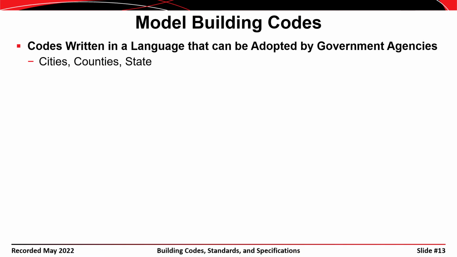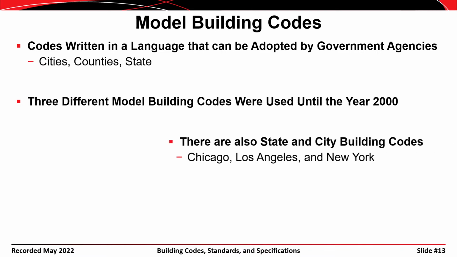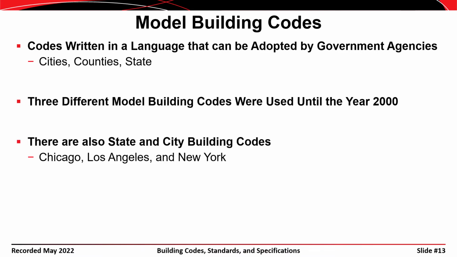Model codes are consensus documents that are written such that they can be adopted by state, county, or city governments as legal part of their laws and regulations. Until about 20 years ago, there were 3 different model building codes in use in various parts of the United States. There are also state and city codes, which may be based on one of the model codes with variations, usually with more stringent requirements. Examples of those include Chicago, Los Angeles, and New York.